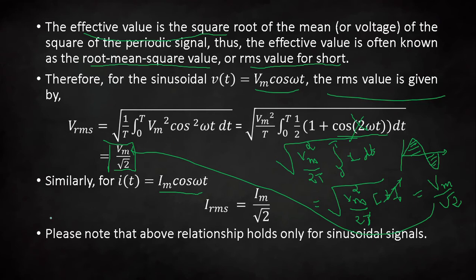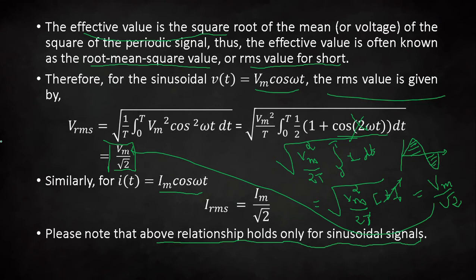Now we have to note that the above relationship holds only for a sinusoidal signal. Here you can see that your signal is in sinusoidal form, Vm cos omega t, and here also Im cos omega t. So the above relations, V RMS equal to Vm by root 2 and I RMS equal to Im by root 2, are only true in the case of a sinusoidal signal. If the signal is not sinusoidal, then we have to follow the basic definition, that is, the square root of the mean of the square.